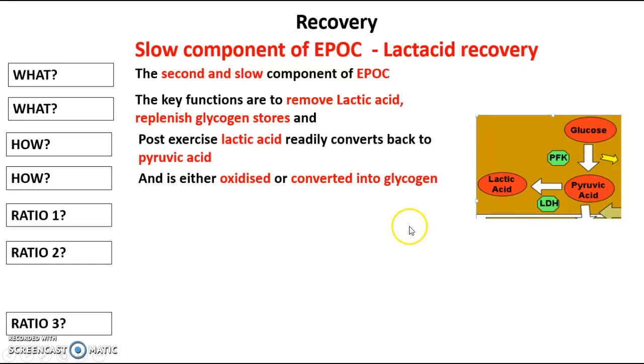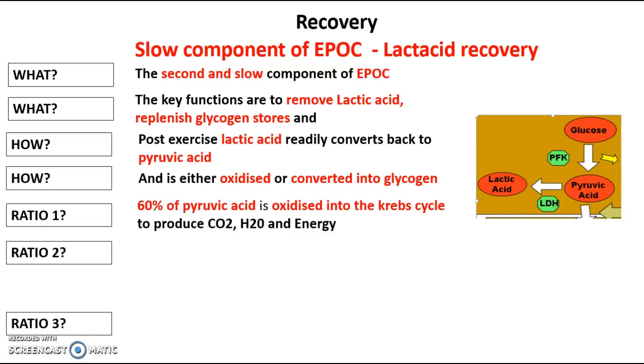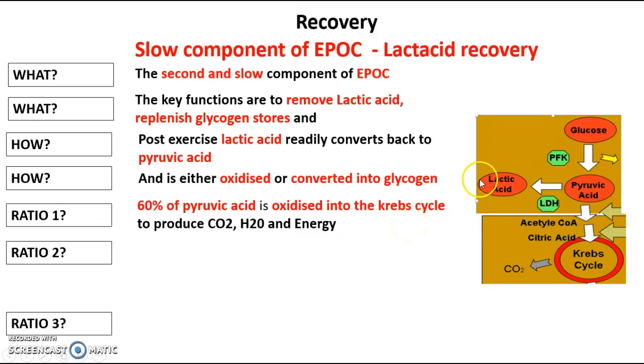What we have to do now is have a look at the ratio of pyruvic acid and where it converts to. The first thing that happens is that 60% of pyruvic acid, which is what lactic acid is converted back into, is oxidized and goes into the Krebs cycle. You will remember that process. As a result of the Krebs cycle during recovery, it produces CO2, which you breathe out, it produces water, which you sweat out, and it also produces energy.